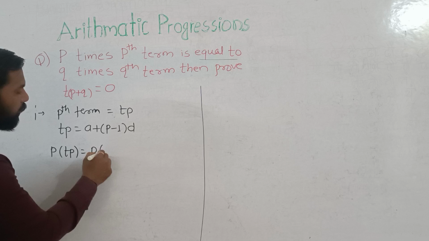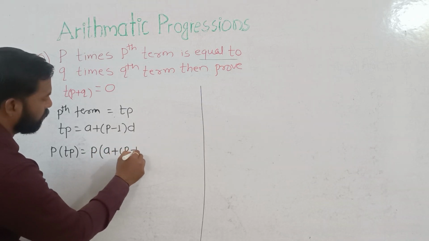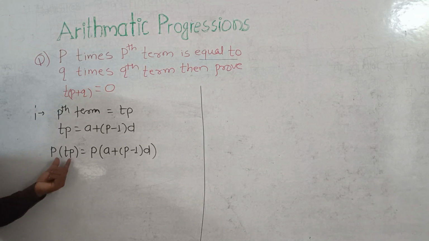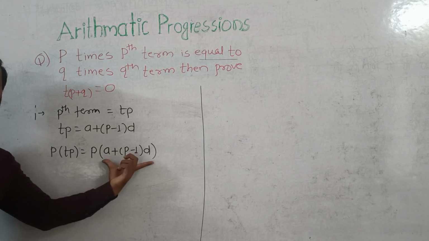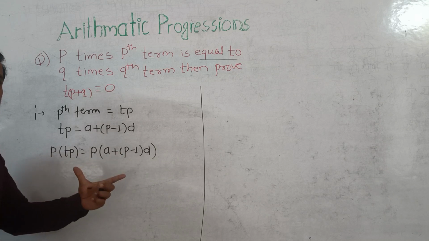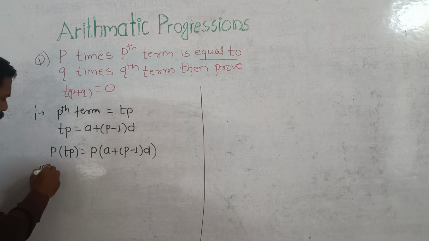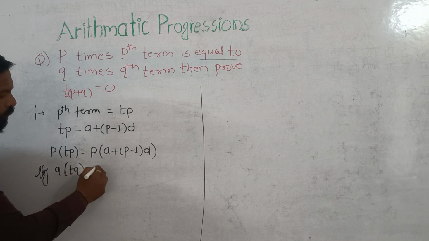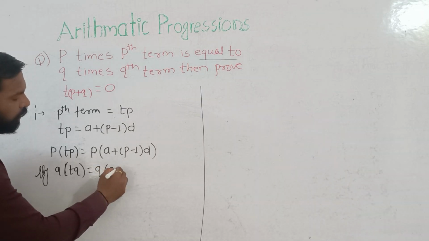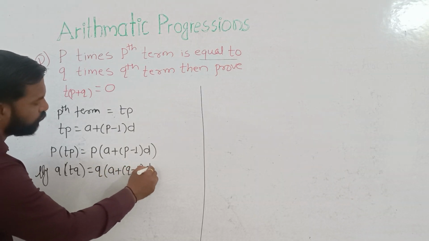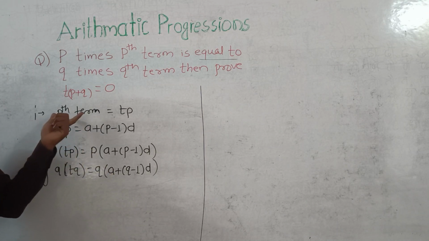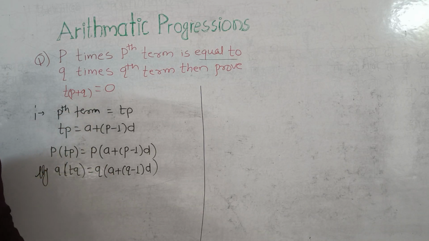Tp, which is p times this whole expression. This is the p times pth term. Now, q times qth term. Similarly I can write q into Tq, which is equal to q into (a plus (q minus 1) into d). Directly I can write this statement. I have written this in this form only for the sake of understanding.